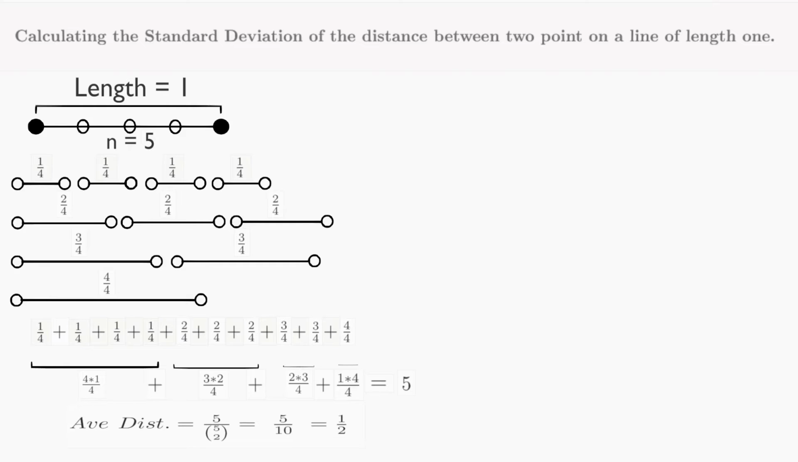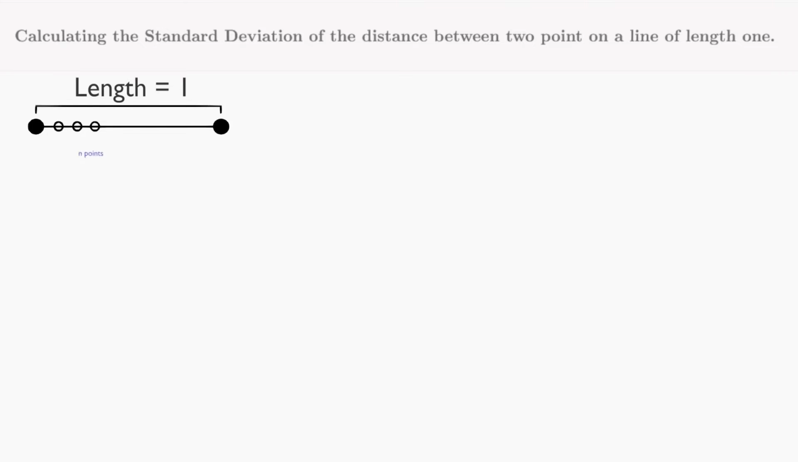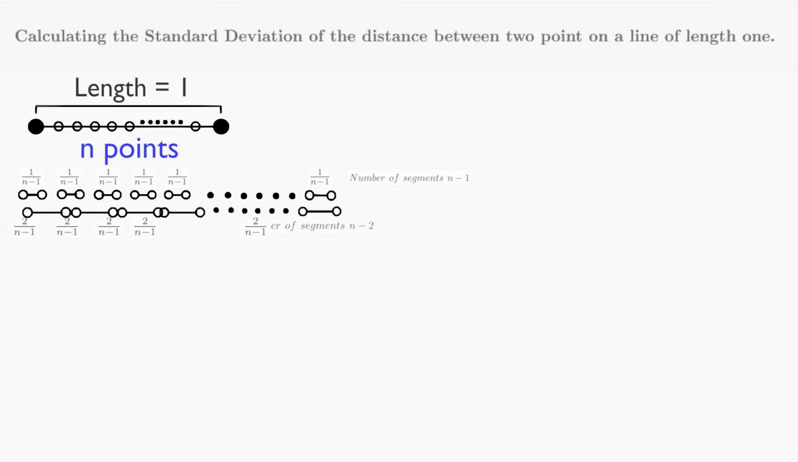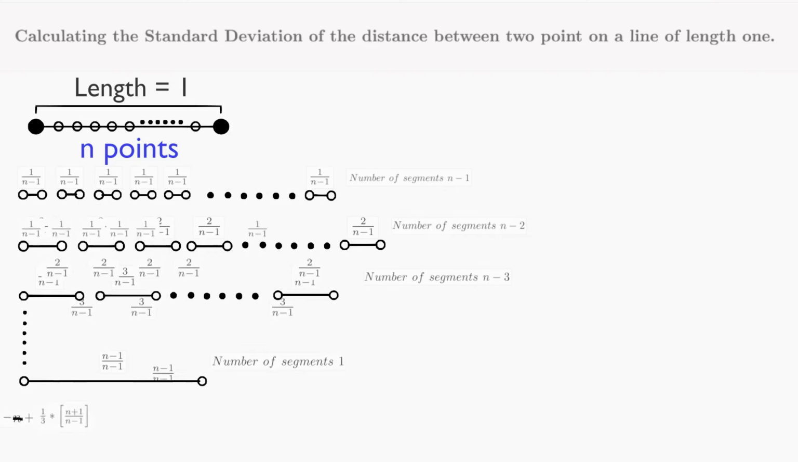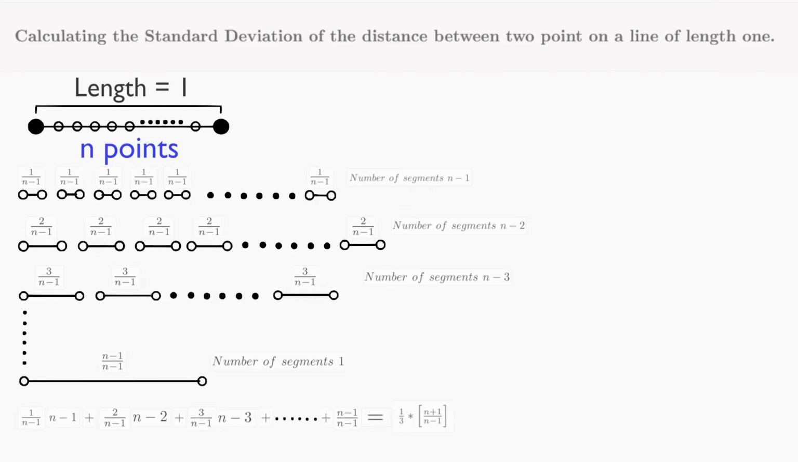We then do the exact same process when we have n points. We break it into subintervals, then we sum up all the lengths of these subintervals and divide by the total number of intervals. And we did that in our last video. It ended up being 1/3 times n plus 1 over n minus 1. And that was our average distance between 2 points when we had n evenly spaced points. And then we took the limit as n went to infinity to find out what our average distance would be when we had infinitely many points.